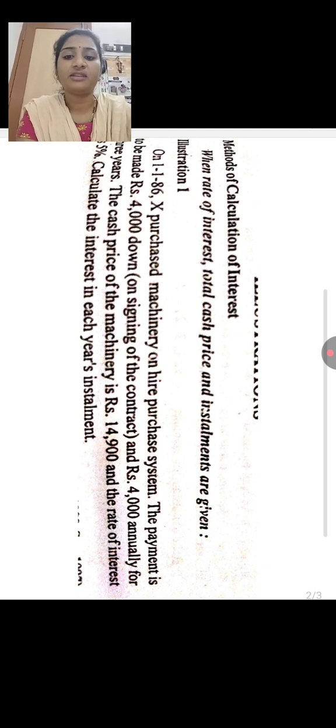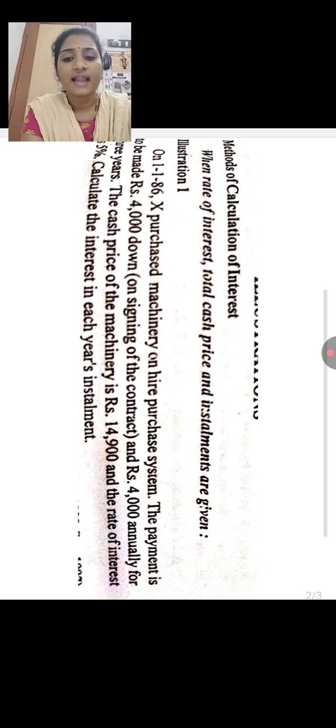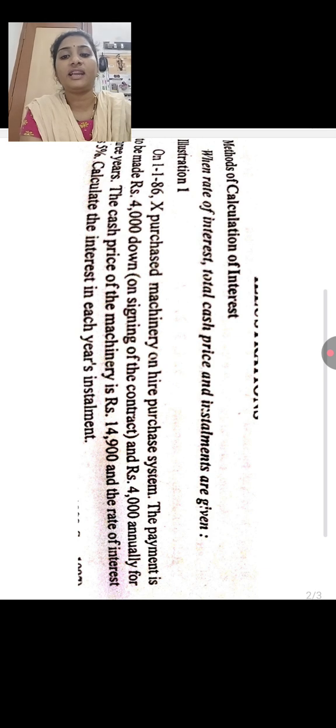The cash price of the machinery is 14,900, and the rate of interest is 5%. Calculate the interest in each year's installment. So the total years given is 3 years. Now we are going to calculate for each year.